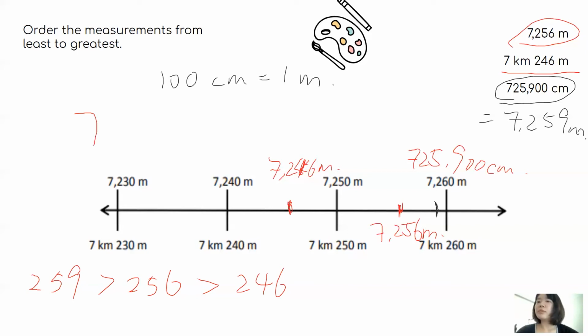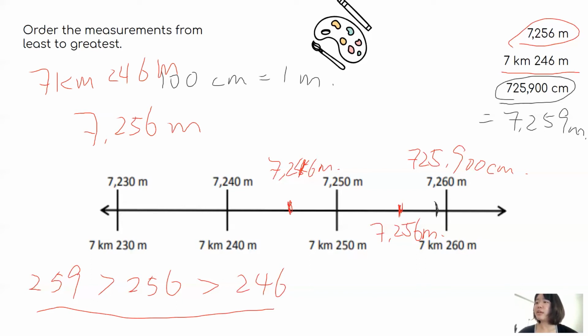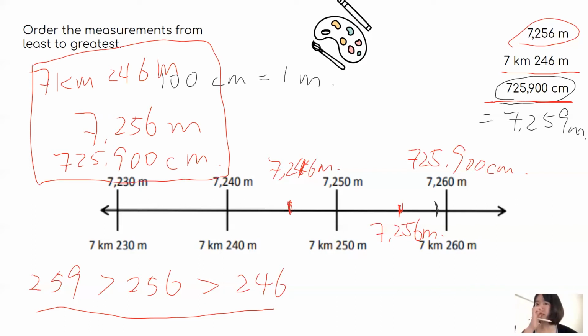So from the least to greatest, 7,256 meters, and the second number is smaller than the first one, so I'm going to put this one up here: 7 kilometers 246 meters. And on the third one, we can see on the number line that it is the greatest number. So I'm going to put at the very bottom right here, 725,900 centimeters. Okay, so this is the correct order from least to greatest.